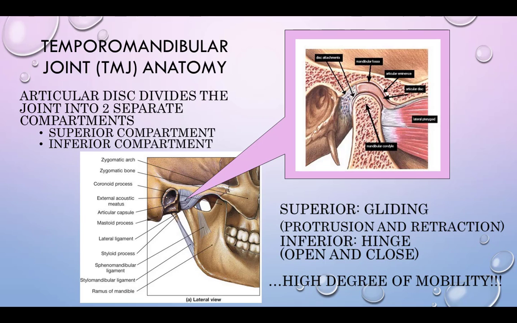An articular disc divides the temporomandibular joint into two separate compartments, the superior compartment and the inferior compartment. The superior compartment is responsible for gliding of the joint and creating the movements of protrusion and retraction. The inferior compartment is responsible for hinging the joint, creating the movements of opening and closing. The temporomandibular joint has a high degree of mobility.